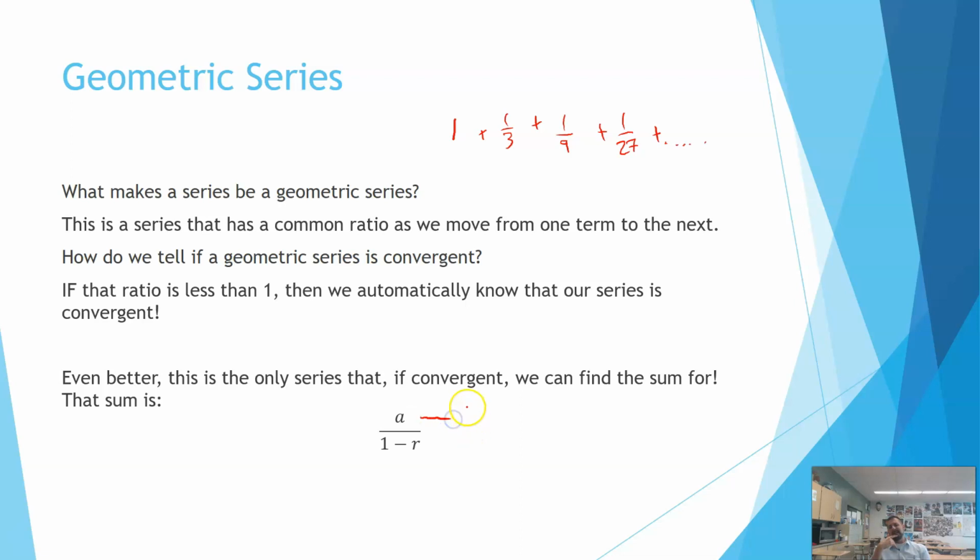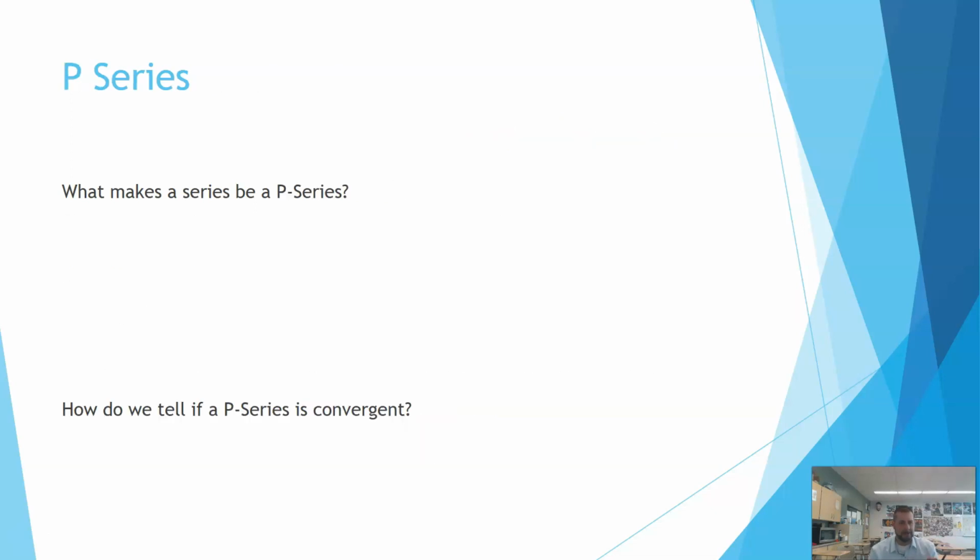Remember, that sum is always the first term in our series that we are looking at, divided by 1 minus whatever that common ratio is to get from one term to the next. That is how we tell what a geometric series adds up to. It really is the only series that we can know immediately, if the ratio is less than 1, what it's going to add up to. All the other ones we can tell whether they're convergent or divergent, but that doesn't necessarily mean that we can tell what they are going to add up to.